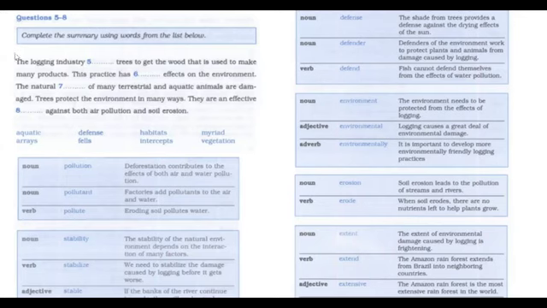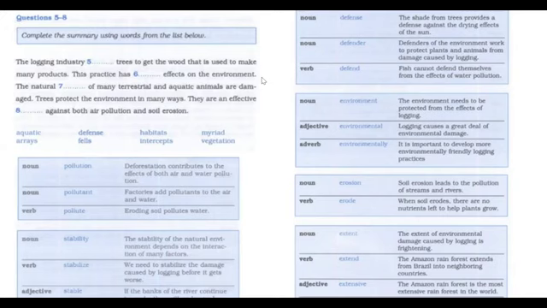Do not choose yet. Just tell me what the keywords are, so I can show you the strategy you can use during the exam. With this sentence, what are the keywords, the main words? Logging industry. Yes, logging industry. Next one.